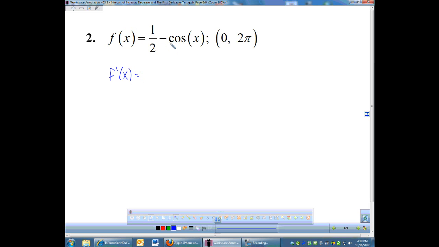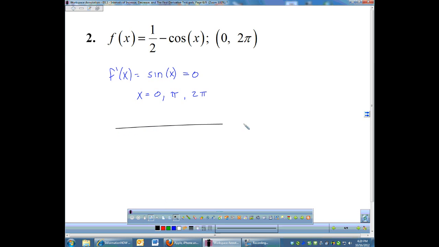So we will start with the derivative, f prime of x. Derivative of 1/2 is 0. Derivative of negative cosine would be positive sine x. And I would set that equal to 0 and solve. Now I'm only solving on the interval 0 to 2 pi. Sine x is equal to 0 at 0, pi, and 2 pi. But 0 and 2 pi are the ends of the interval, and you cannot have a local extrema on the end of an interval. Absolute extrema, that's okay, but locals, we can't.